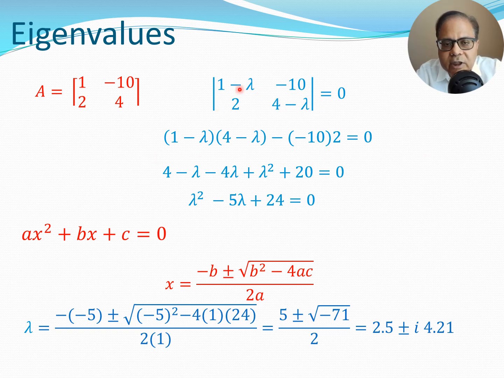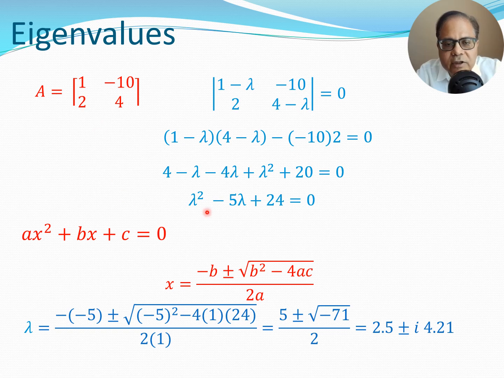The first part is the same as before, 1 minus lambda into 4 minus lambda, but I have minus into minus 10 into 2, so this becomes plus 20 here, and I simplify this, so I get lambda square, I get minus 5 lambda, and I get 20 plus 4 is 24. So this is the characteristic equation corresponding to this matrix here.